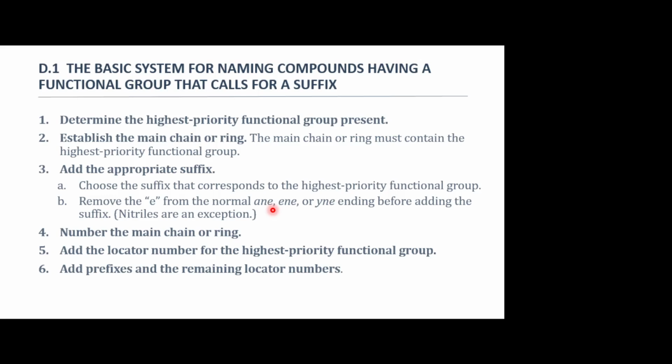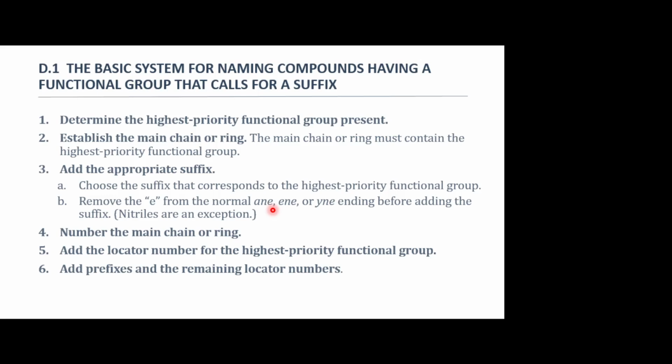Okay, so again, these are our basic naming rules. Number 1, you determine the highest priority functional group that's present. Number 2, you establish the main chain or ring. That main chain or ring has to contain the highest priority functional group. And this is where this differs from the previous rules. We had started mentioning this, but we had never gotten to it yet because I had not covered functional groups yet in significant detail. We established the main chain or ring. Again, it has to contain our highest priority functional group.